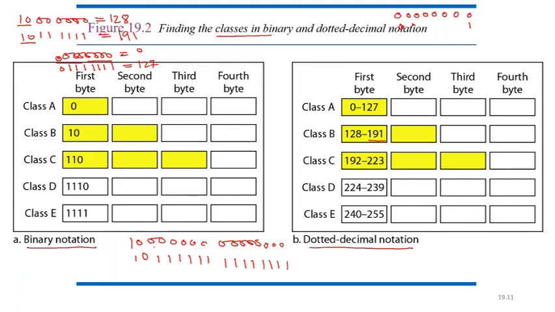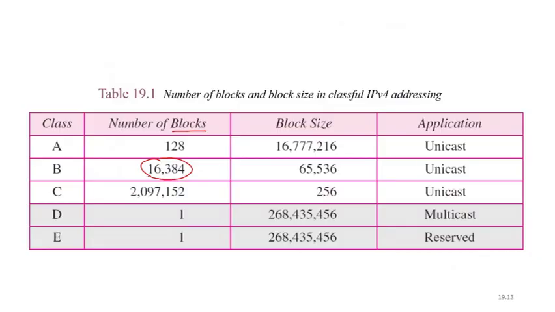So these two are fixed. Only the bits here are changing. The 8 plus 6 total is 14, so 14 bits are changing. If 14 bits are changing, the maximum possible values will be 2 to the power 14. So if we do 2 to the power 14, it comes out to be 16,384. So it is 2 to the power 14 equivalent.